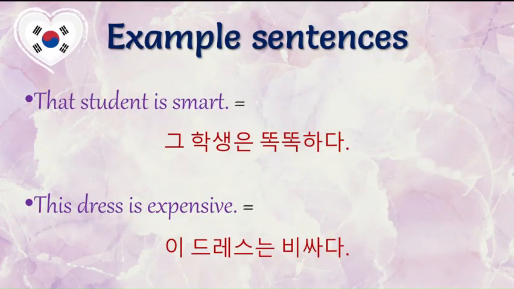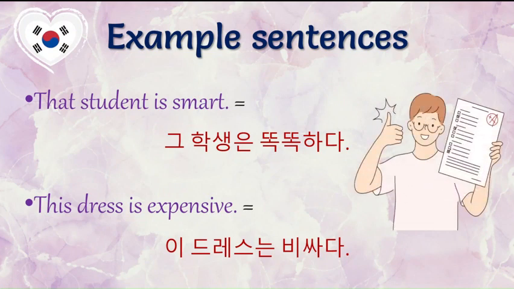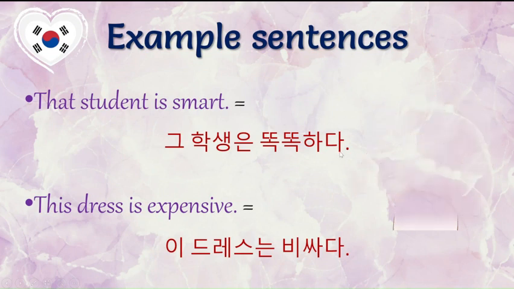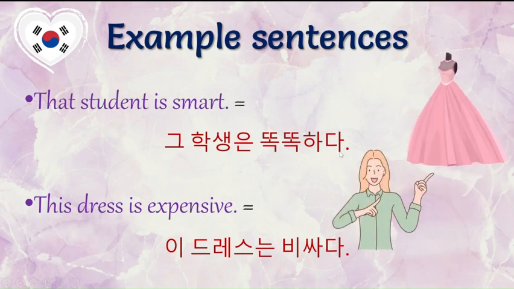First one is the sentence, that student is smart. 그 학생은 똑똑하다. Student is 학생, and to be smart is 똑똑하다. So you just have to leave it in its base form if you're conjugating this adjective in the present tense, right? Next example is, this dress is expensive. 이 드레스는 비싸다. Very simple. Dress is 드레스, a loan word, right? And to be expensive, we just saw is 비싸다. So in present tense, it remains 비싸다.